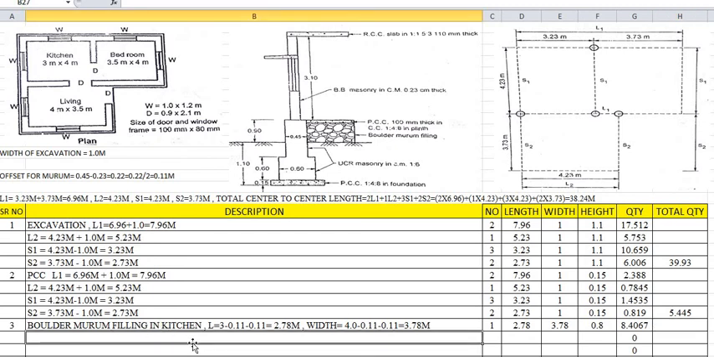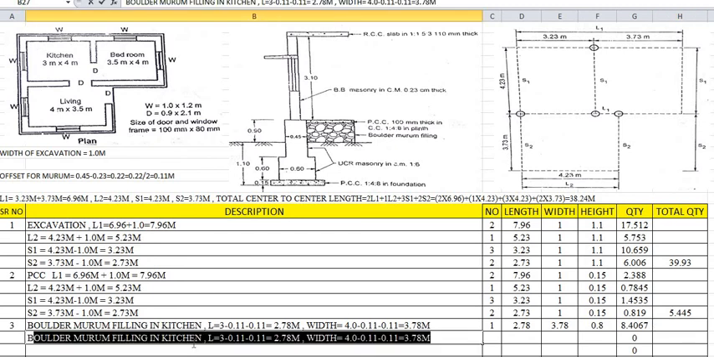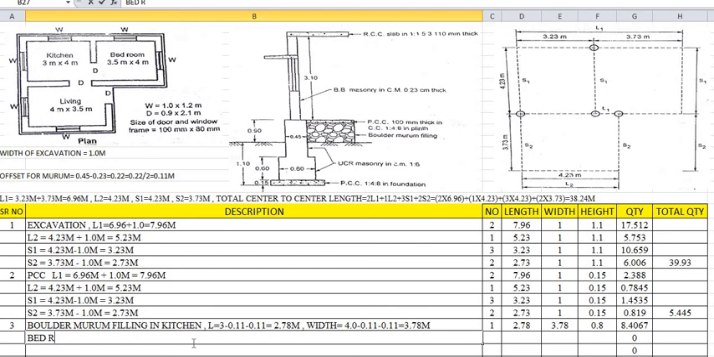In the same way, for the bedroom we will calculate murum filling. So directly we will write down here, bedroom. Again we have to find out the length of the bedroom. How to calculate the length of the bedroom? What is the length of the bedroom? Here the length of the bedroom is 3.5. So here we will consider 3.5.